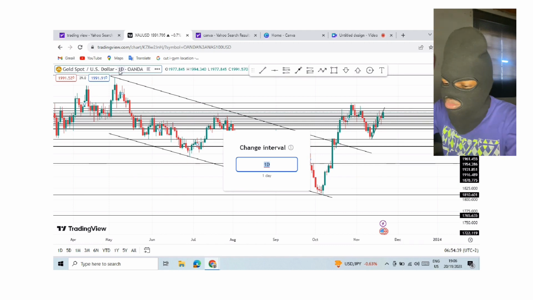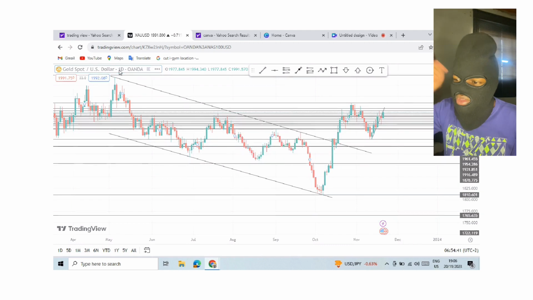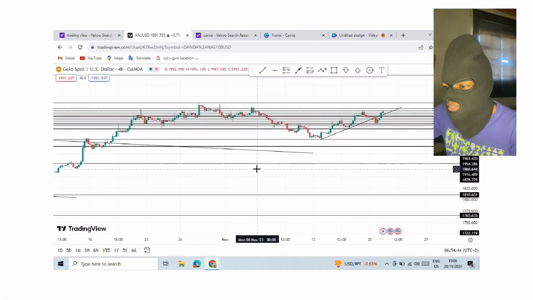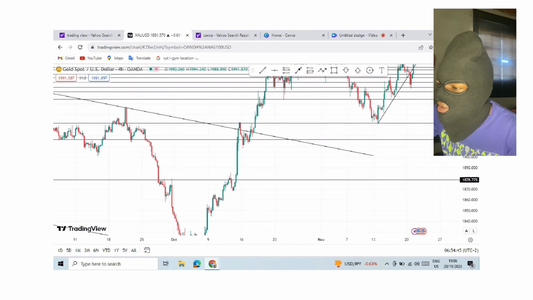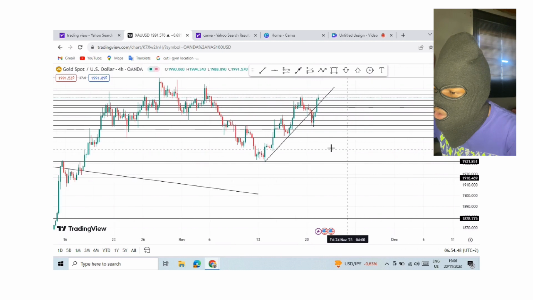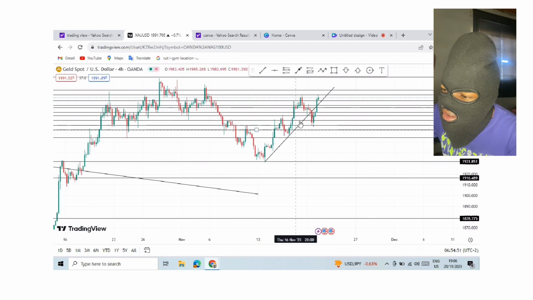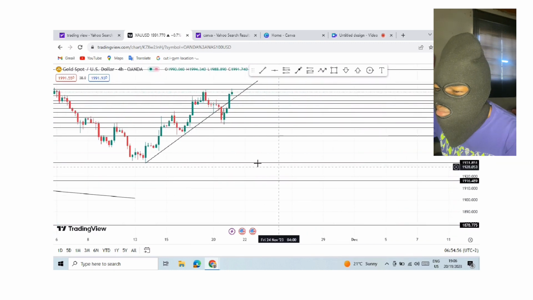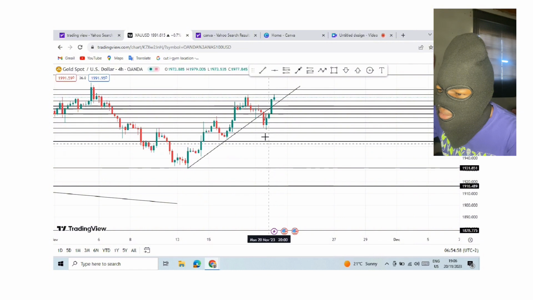Gold, now on a 4-hour time frame, guys. Yesterday I was like, okay, as long as I'm above this trend line, I'm going to be looking for more buying opportunities. And price broke that trend line of ours, you can see, with a very bearish candlestick.